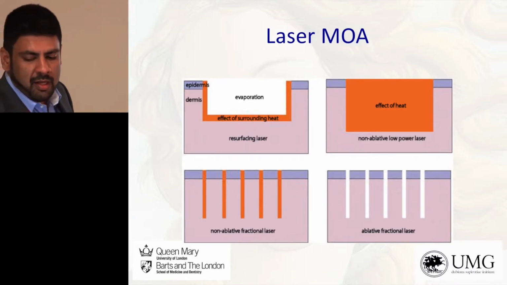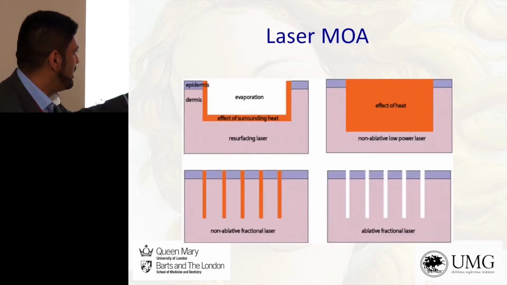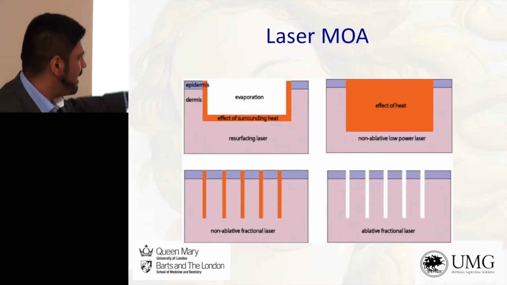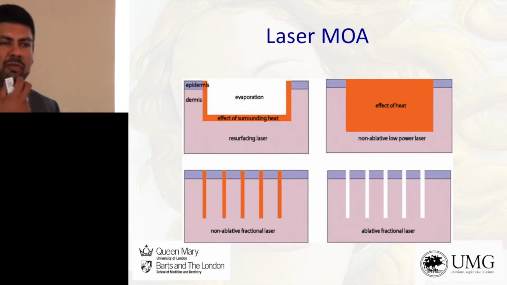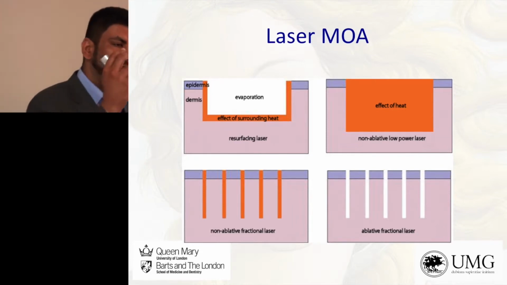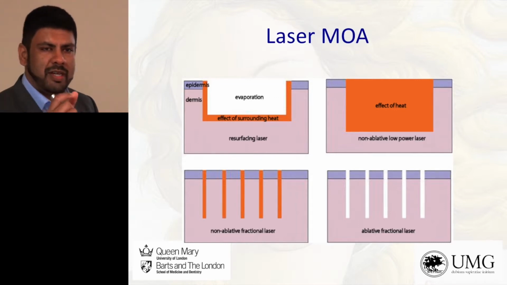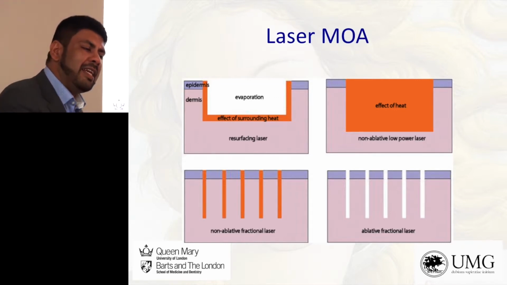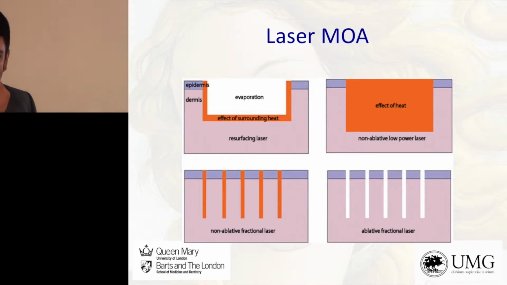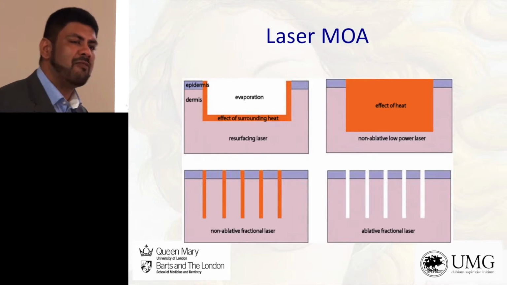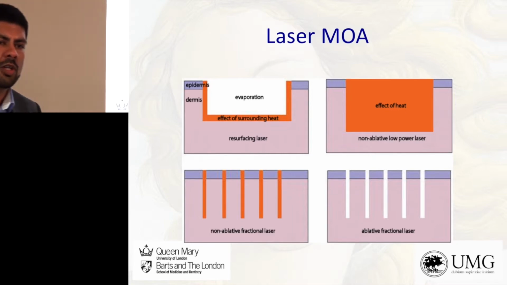Now, this slide is quite important because it shows you what's actually going on in terms of the ablated columns that are being made. When we ablate columns, there's some work done by Dieter Manstein and Rox Anderson that showed that if you keep a column within 0.3 millimeters of width, you will get healing not with scar tissue, but with organized collagen. If you take it above 0.4, 0.5 millimeters, it will heal with scar tissue. So the width of these columns is very important.